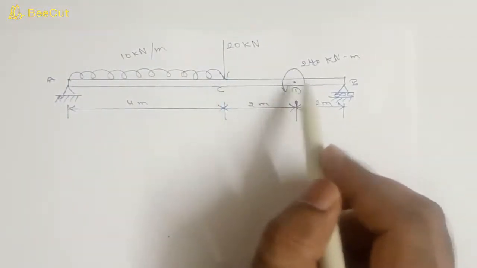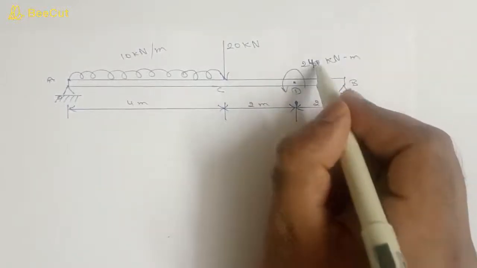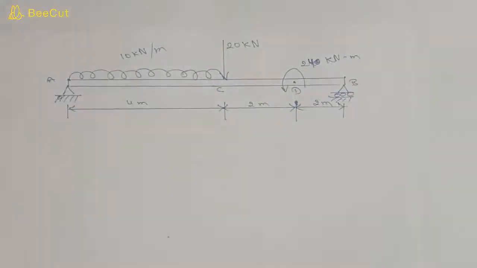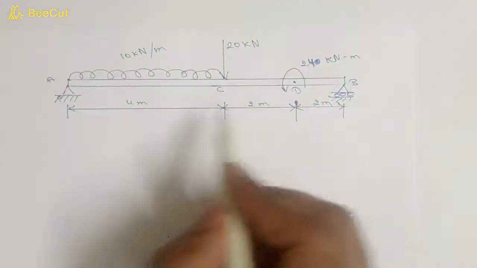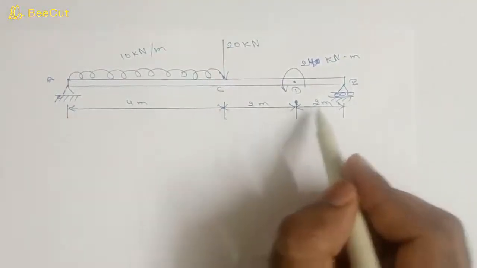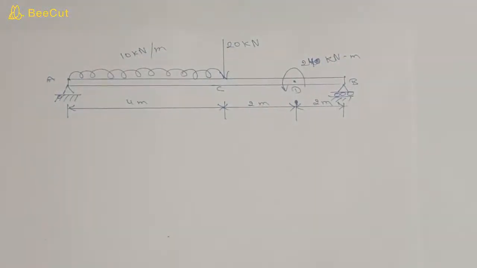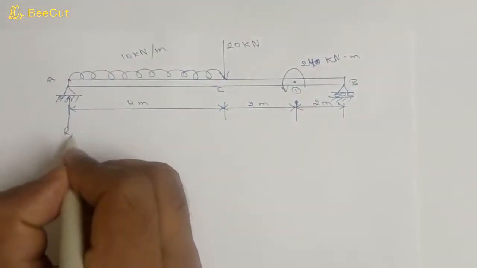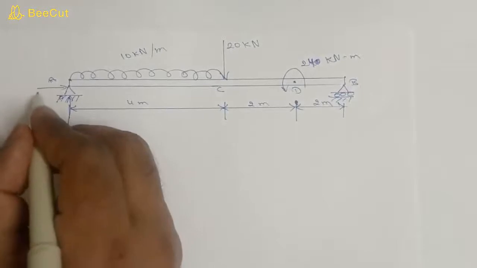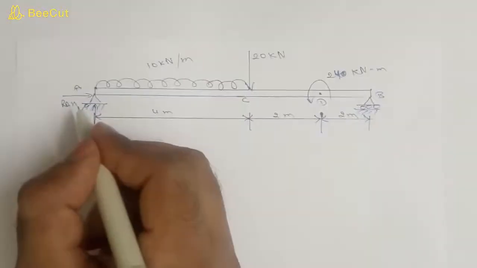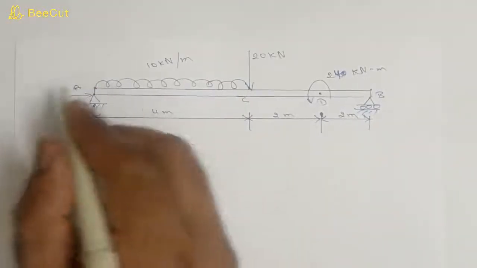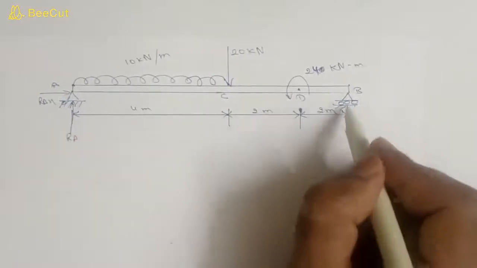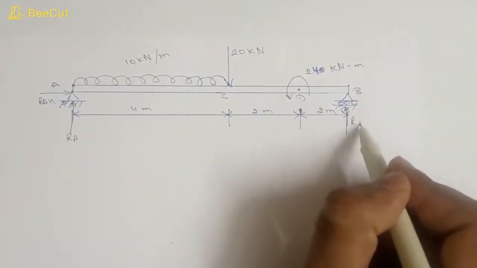This is a moment of 240 kilonewton meter, and this distance is 4 meter, this is 2, and this is 2. So let's first calculate the reactions. So this is Ra and this is Rah, because this is the hinge joint, so hinge support, so it will offer two reactions. This is roller support, so it will offer only one reaction.